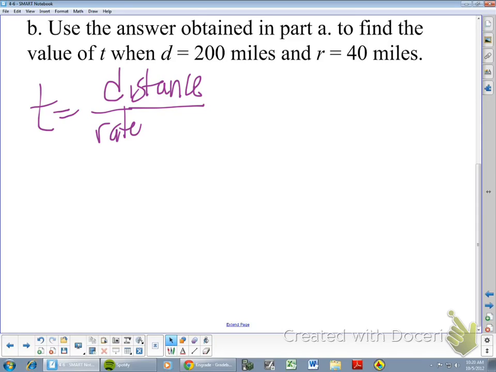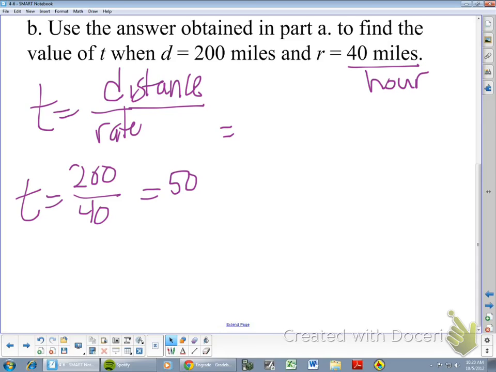Okay, to find the time when the distance is 200 miles and the rate is 40 miles, and I actually forgot to write per hour. So one way you could do it is just with numbers. Time is equal to 200 miles divided by 40 miles per hour, and that's 50, and time is measured in hours here. Okay, so that's your answer, 50 hours. Oh, sorry, nope, it should be 5 hours. It shouldn't be 50 hours. Okay, so that's 5 hours.